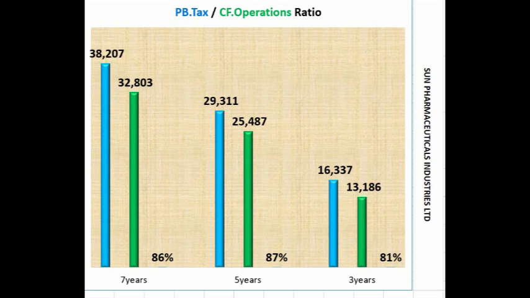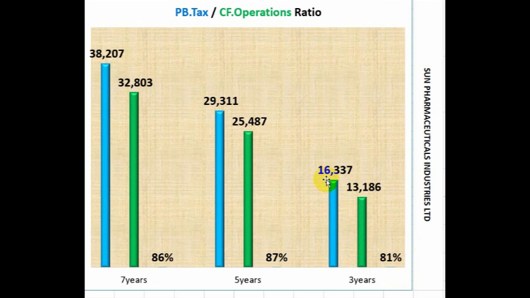The cash coming in through operations should be equal to or more than the profit before tax. Here in the last 3 years on average, the company's profits before tax was around 16,300 crores and the cash coming in was around 13,186 crores. These are the average values of the last 3 years. This 81% indicates that the company's cash coming in was 81% of the profit before tax.